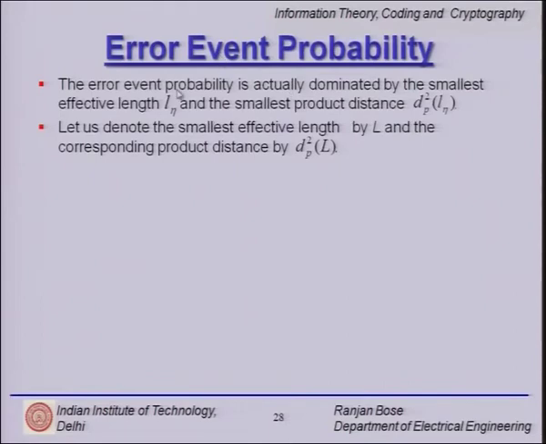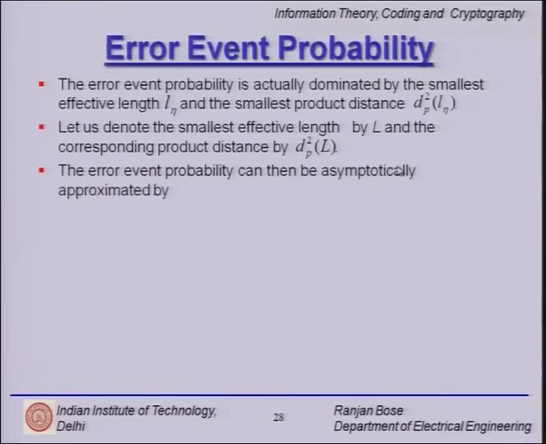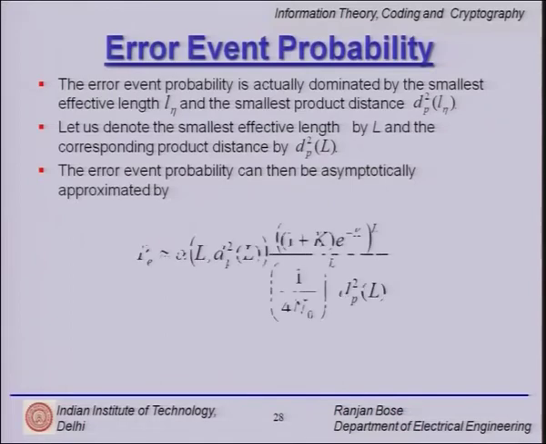So, the error event probability is actually dominated by the smallest effective length L and the smallest product distance dp squared. So, this is an important observation. Let us denote the smallest effective length by L and the corresponding product distance by dp squared L, since these are the two important parameters which dictate the error event probability.